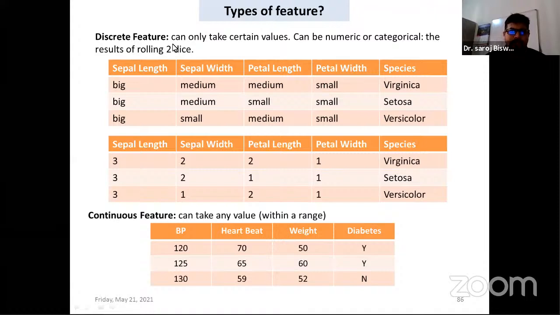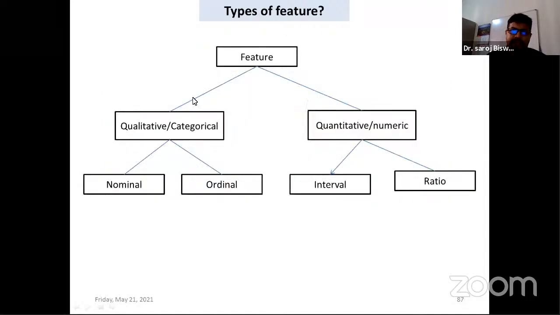So here we have seen two kinds of features, especially in machine learning: discrete or continuous. But there are different kinds of features. We have other categories, but I'm not going to talk about those categories here.